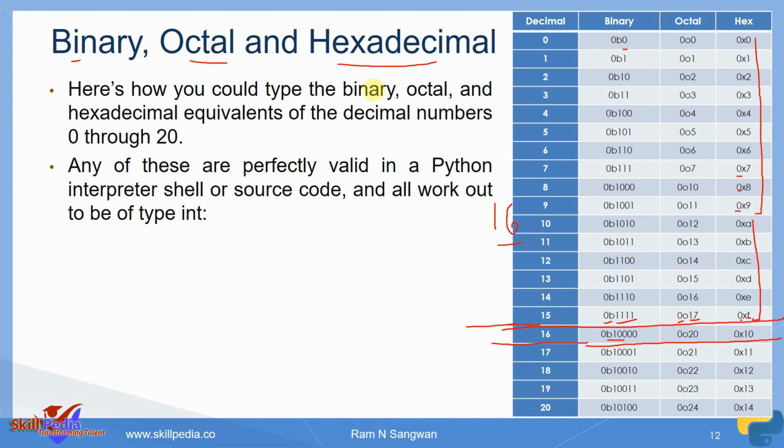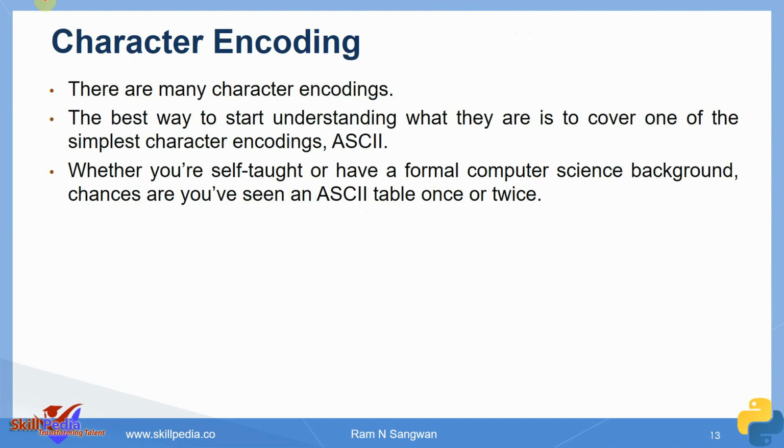So here's how you could type the binary, octal and hexadecimal equivalents of decimal numbers 0 through 20 as an example. Any of these are perfectly valid in Python interpreter, shell or source code, and all work out to be type integer if you are talking about this column.